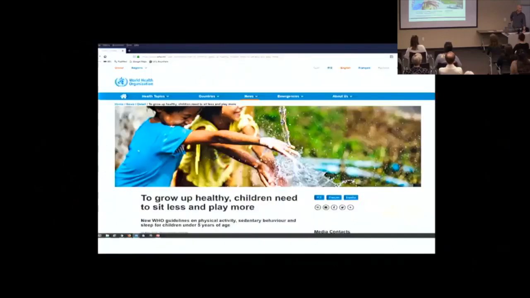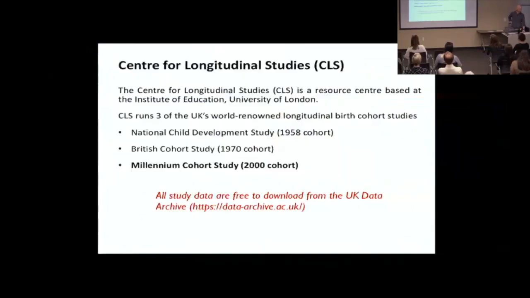Okay, so many of you will be aware that this week the World Health Organization released guidelines for physical activity for kids under 5 years of age, including 0 screen time for infants, apparently. And on that theme, I'll talk a little bit about children's physical activity.